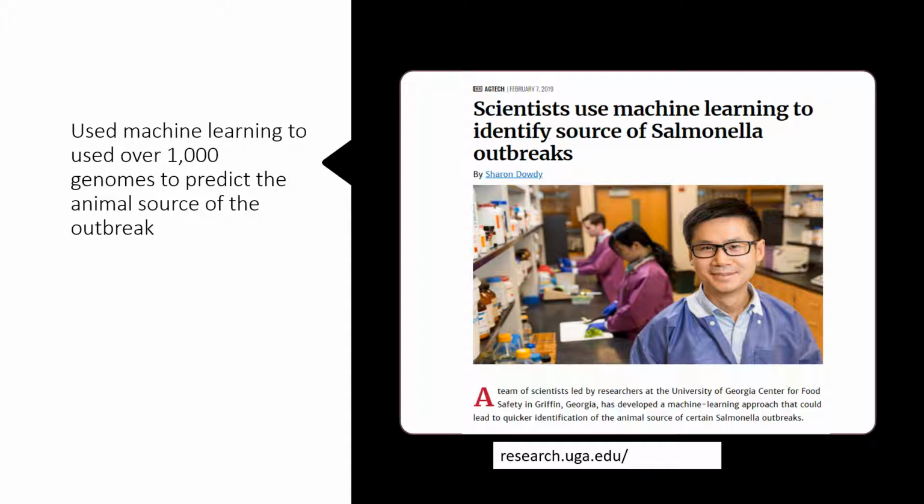In this third article, researchers developed a model using machine learning to predict the animal source of an outbreak using over 1,000 genomes. Here, Dang and his colleagues were able to train a model up to 92% accuracy.